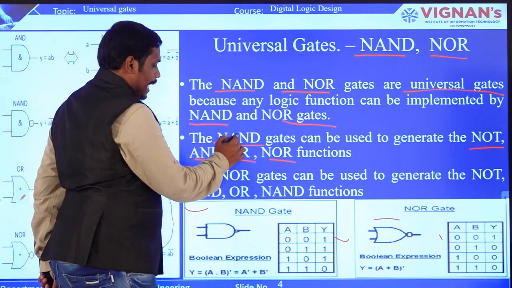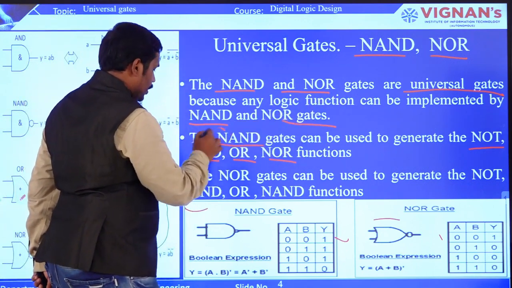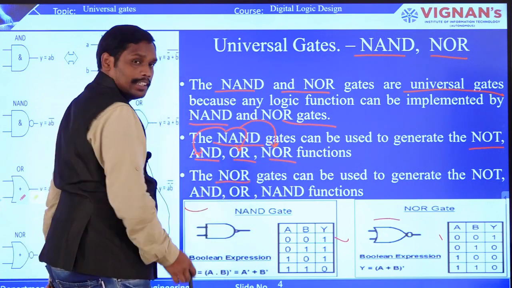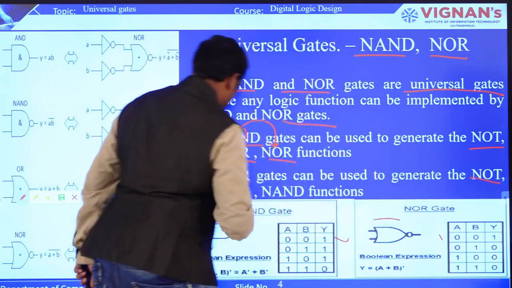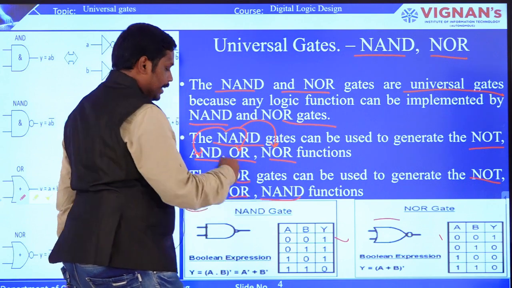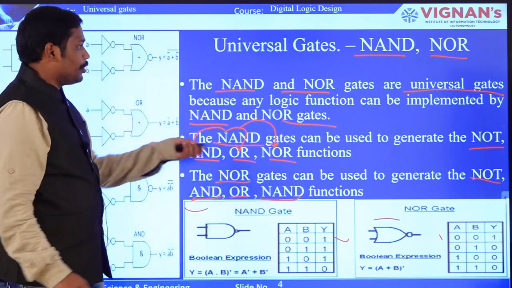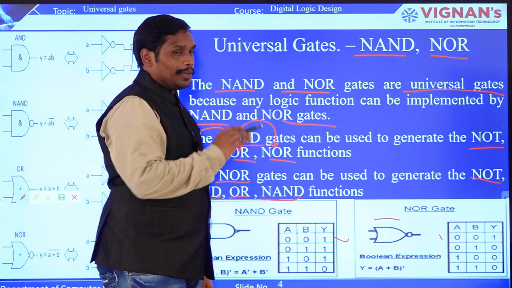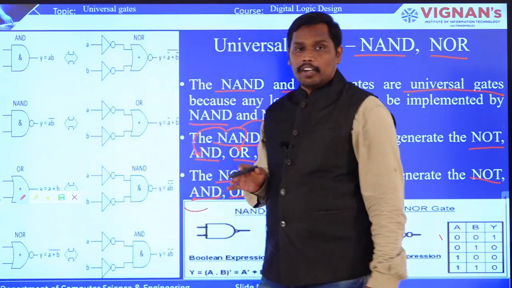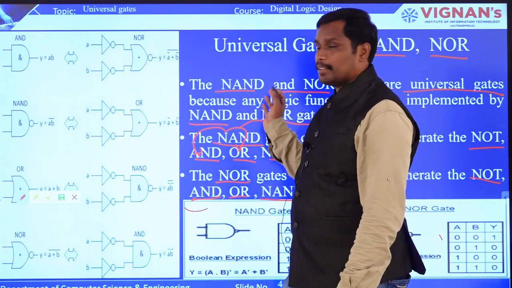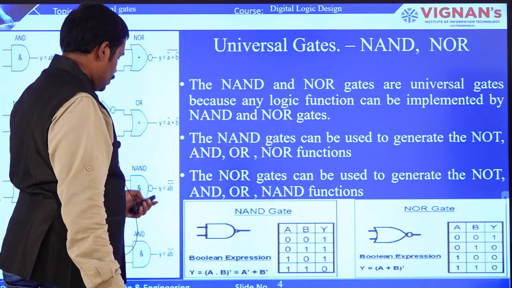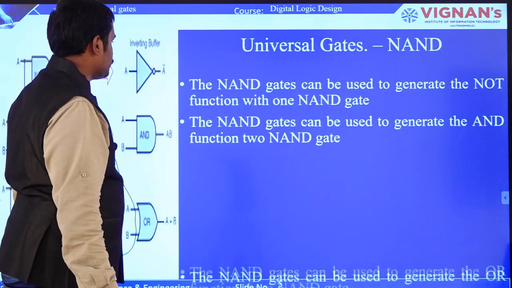You can see NAND is converted to NOT, NAND is converted to AND, NAND is converted to OR, NAND is converted to NOR. In the same way, NOR gate is converted to NOT gate, AND gate can be represented in NOR gate, OR can be represented with NOR gate, and NAND gate can also be represented with NOR gate. So this is how it's going to work. These are called universal gates because any gate, whether standard symbol or alternative symbol, can be represented with NAND and NOR, right? We shall see how that works.